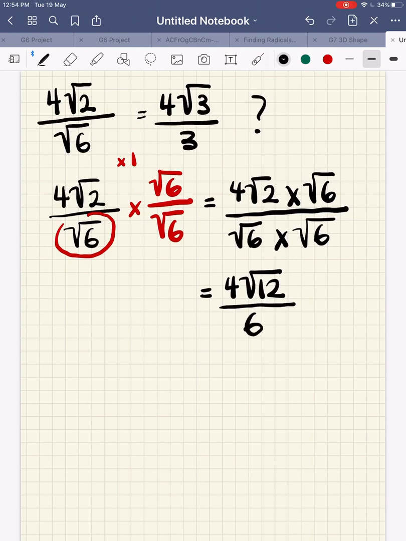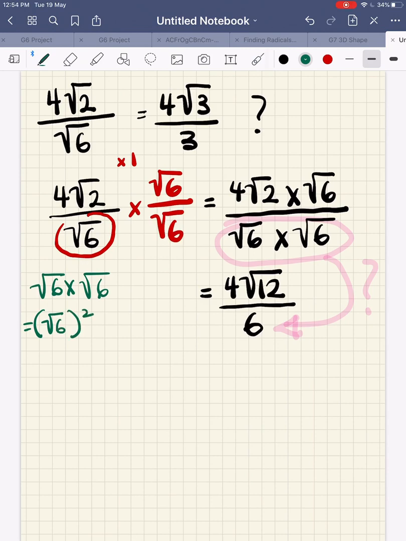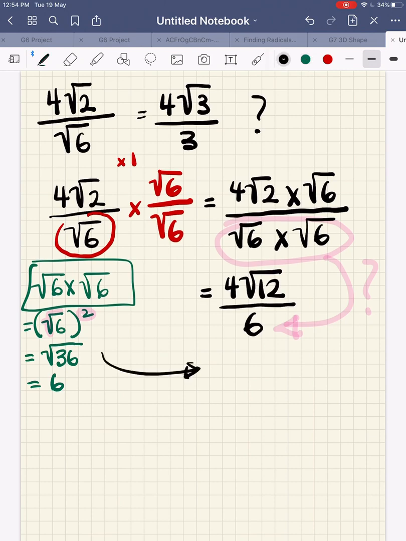Are you comfortable with me going directly from this to this? Can you see how I got there? Root 6 times root 6 is like root 6 squared, isn't it? And the root and the square are inverse operations. I could have said that it's root 36, which we know to be 6. That's actually the whole point of the exercise though, isn't it? To get myself a rational number. Okay, let's go back to here.